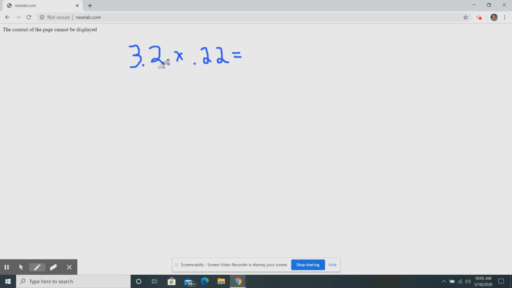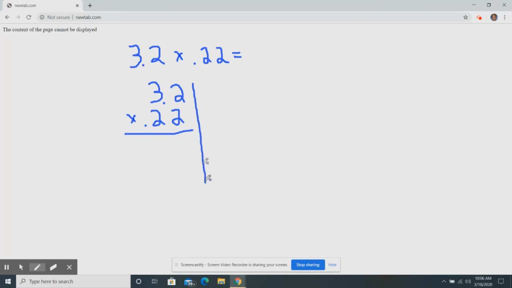So first thing I'm going to do is, this problem is currently written horizontal. I want it written vertical. So I'm going to go ahead and rewrite my 3 2/10. And underneath it, I'm going to put my 2200ths. Now, that rule number 1 I just showed you, the decimals here are not lined up. I lined up my numbers, not my decimals. Okay, keep that in mind when you multiply decimals.